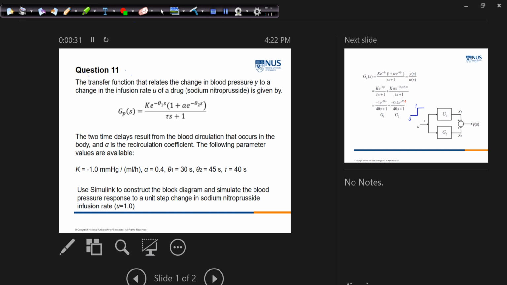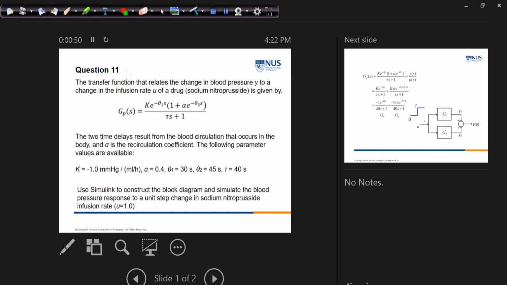All right, let's start with this last tutorial for part 1. So this is question 11. We only give you this single question to test how to use the modeling, the dynamic model, and the controller design, the Simulink model especially, for some realistic problems.